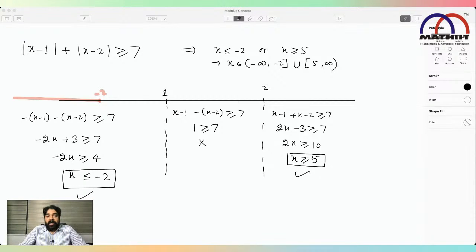Check, does anybody have difficulty in this? Did anybody get this question already in the homework when it was given?